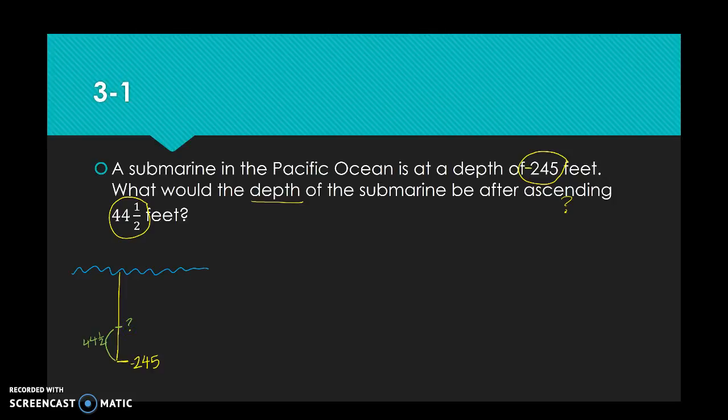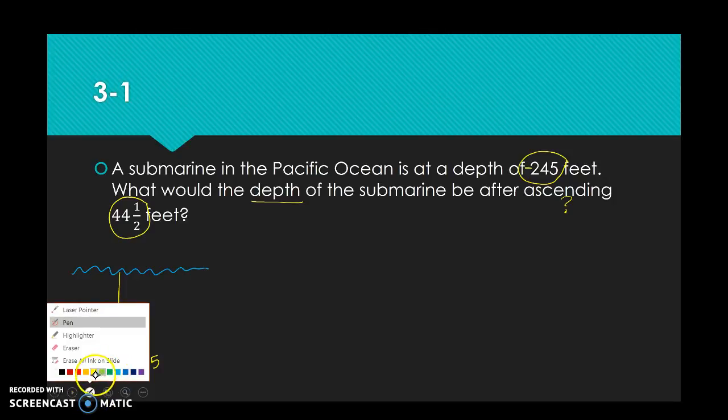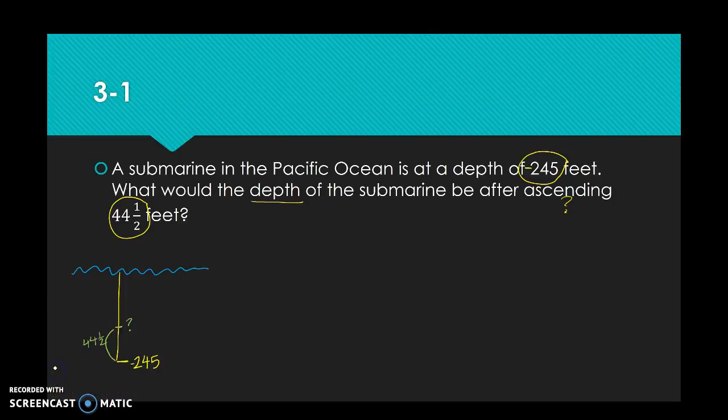So if we're going up or we're going closer to 0, are you going to add it or subtract it? So we start with our negative 245 feet and we went up, right? So positive 44.5. So go ahead and work it out, and then you can check your answer.